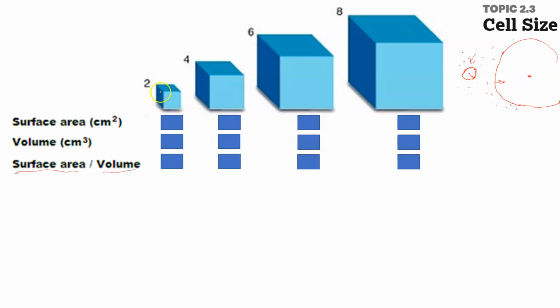So the first thing I want you to do is I want you to calculate the surface area of this cube over here, assuming that each of these sides are 2. Each of the sides of this cube are 2. We're going to pretend these are cells right here.